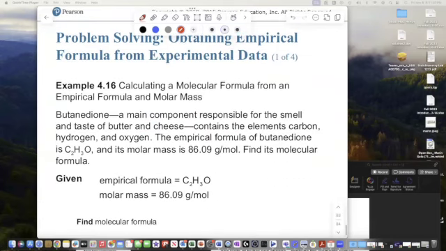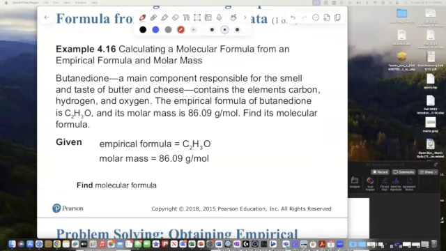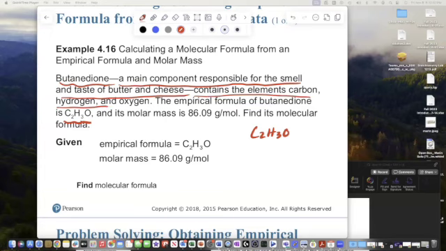So we should have a problem here. So let's pretend we've gone through the steps, right? To find the empirical formula C2H3O. And we're being asked to find the molecular formula. We're told here, butadiene, a main component responsible for the smell and taste of butter and cheese, contains the elements carbon, hydrogen, and oxygen. The empirical formula for butadiene, pretending we actually work to get this, and its molar mass is 86.09. So having the empirical formula and the molar mass, we have to find the molecular formula, the one that shows the actual elements present and the actual amount of each element present.